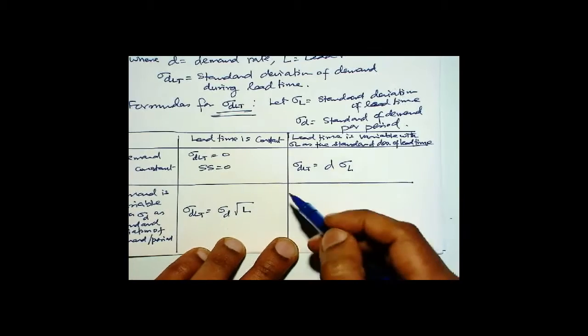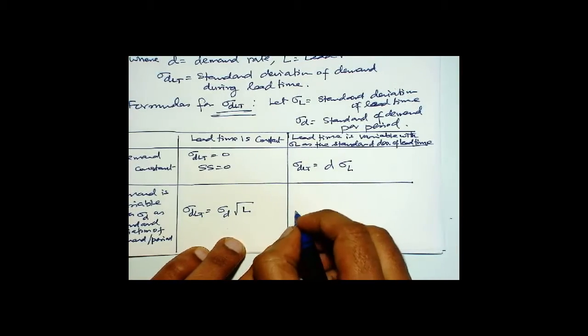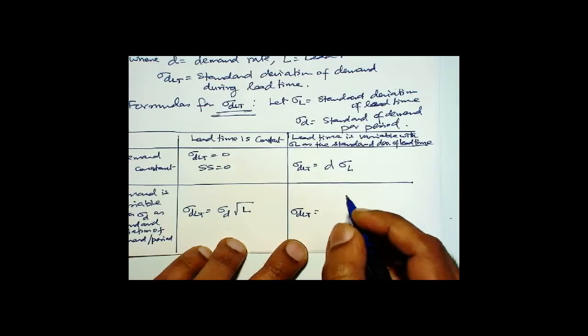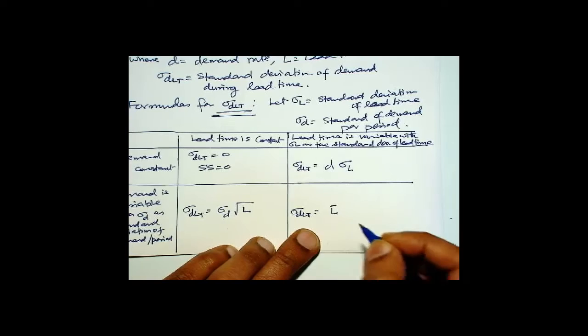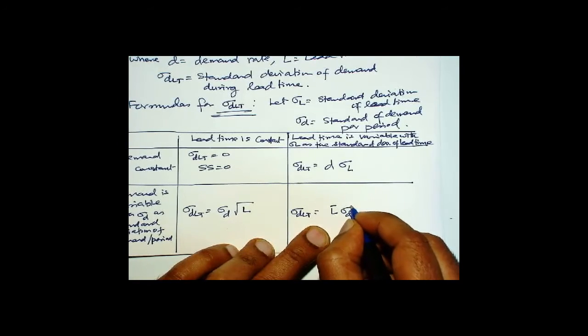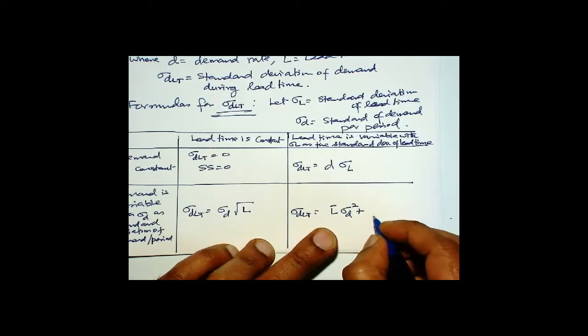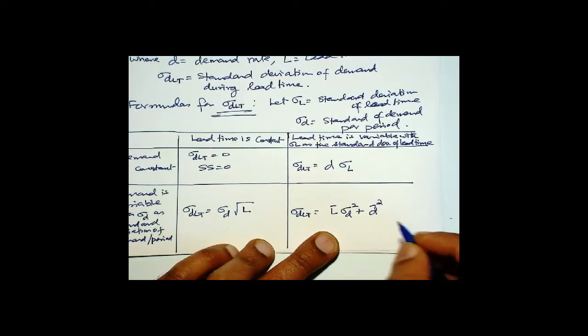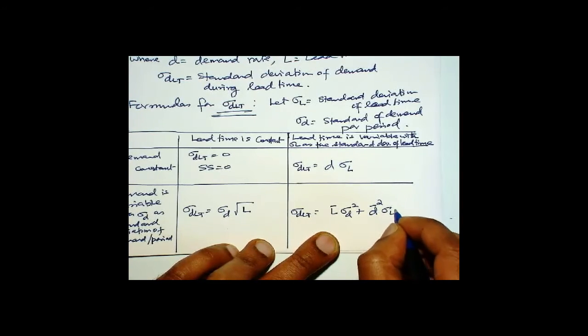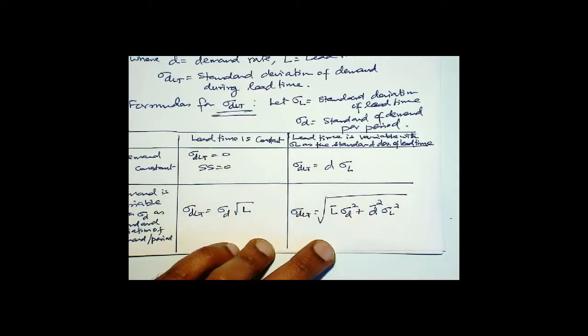Now when both are variable, the demand is variable and the lead time is variable, then this formula is a little involved, and we're going to use a bar on top to indicate that this is variable. L bar is the average lead time, then sigma sub D squared plus D bar squared. Okay, again the D bar indicates the demand is variable and this is the average demand, sigma sub L squared. Okay. This is the formula when both are variable.